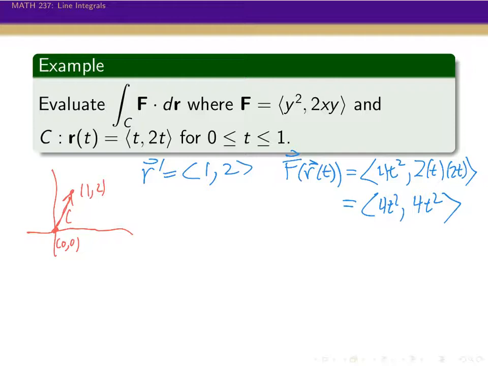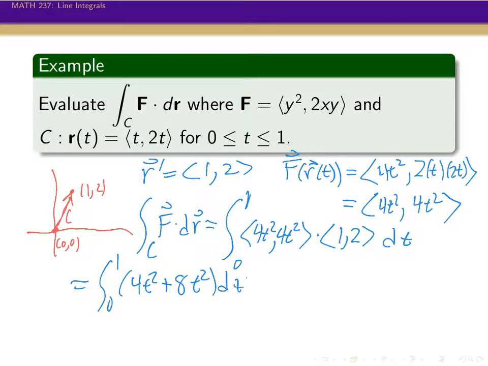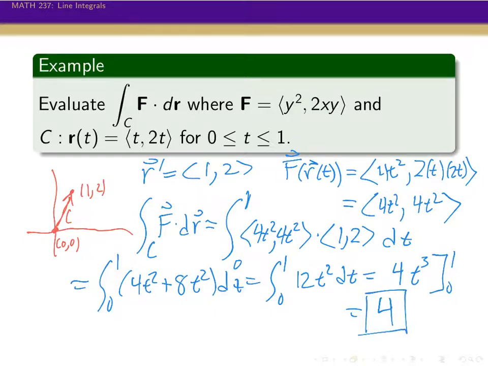Okay, and so then our line integral, we're integrating from t goes from 0 to 1 of the dot product of 4t squared, 4t squared dotted with 1 comma 2 dt. And so this is 4t squared plus 8t squared dt. So we're integrating 12t squared. And so the integral of 12t squared is going to be 12 over 3, which is 4t cubed from 0 to 1, which is going to give us 4.